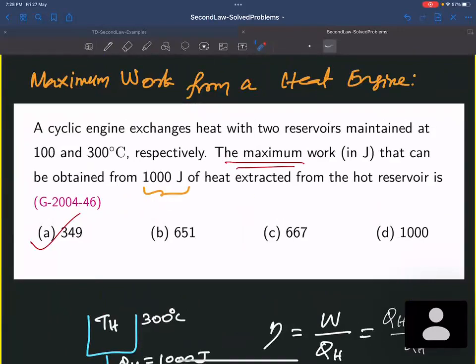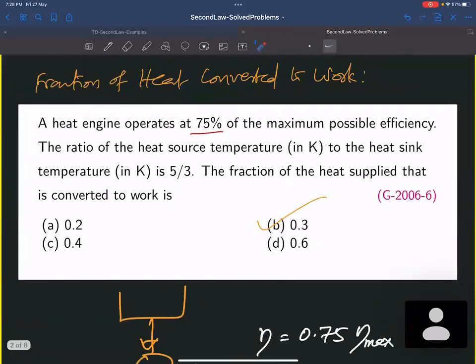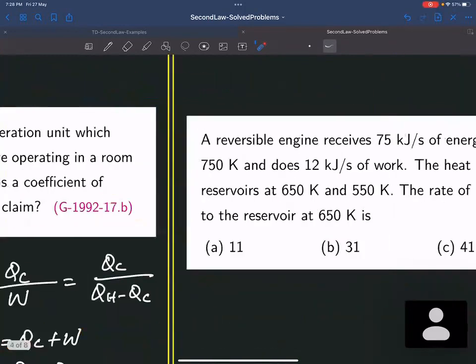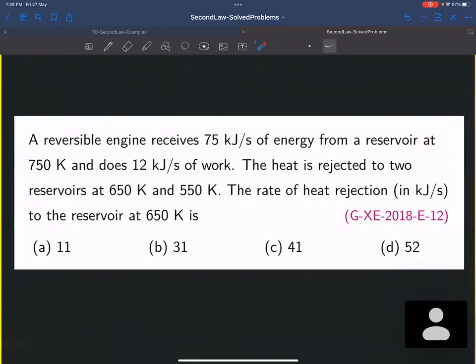We have discussed some three topics so far. Maximum work from a heat engine. Then a similar problem we have seen, about evaluating a claim based on the Carnot refrigerator's COP. Now we are slightly extending. Now we are going to deal with heat interaction with multiple reservoirs. So I'll read the problem.